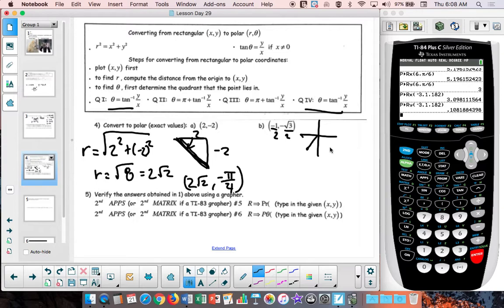So the angle should be inverse tan of root 3 over 1, or just root 3. And this is going to be pi over 3. But it's in quadrant 3. We know that because this coordinate's there. So we need to add pi to this. So 4 pi over 3 is our angle.